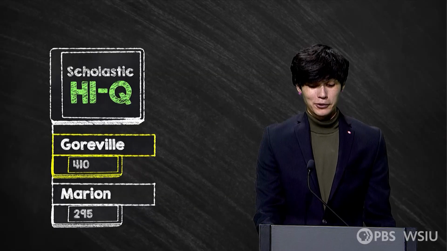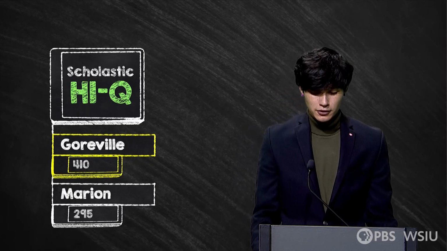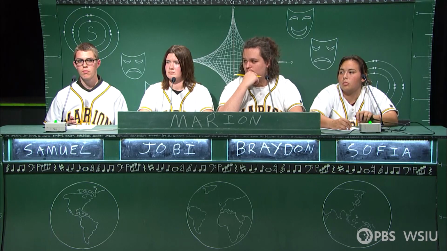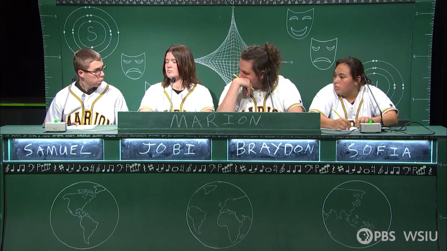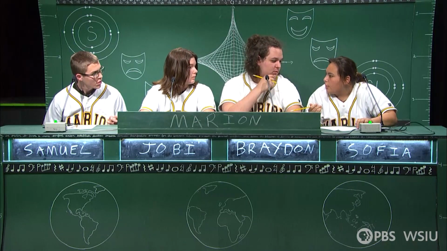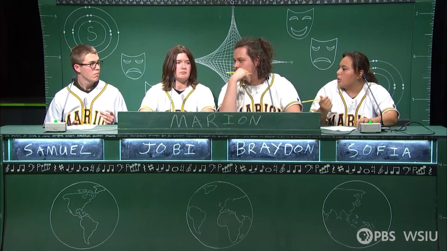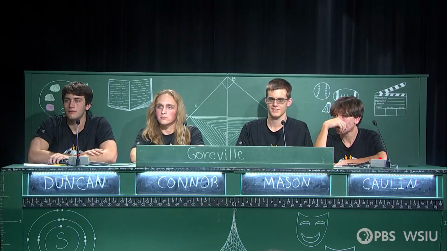For your bonus, what brilliant mathematician is called the Napoleon of crime and plummets into Reichenbach Falls in The Final Problem, a story by Arthur Conan Doyle? No answer. Goreville, chance to steal. Professor Moriarty. Moriarty is correct. Well done.